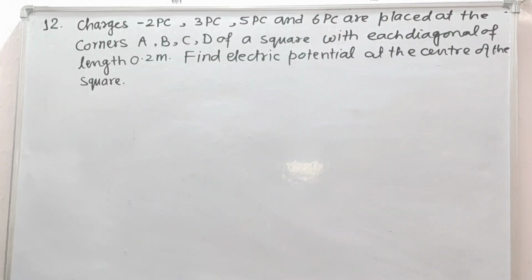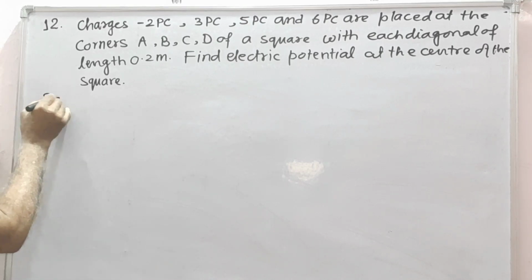Charges -2 picocoulomb, 3 picocoulomb, 5 picocoulomb and 6 picocoulomb are placed at the corners A, B, C, D of a square with each diagonal of length 0.2 meter. Find the electric potential at the center of the square. So, solution.